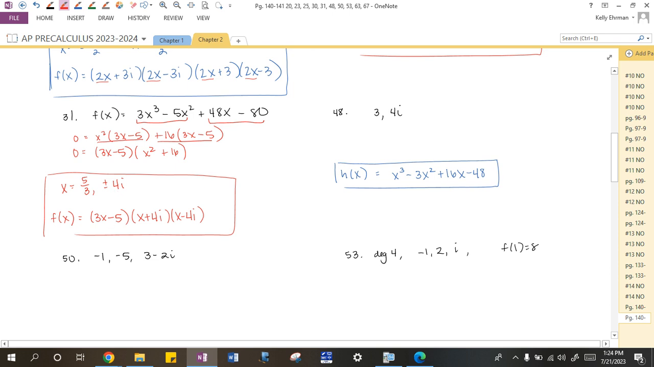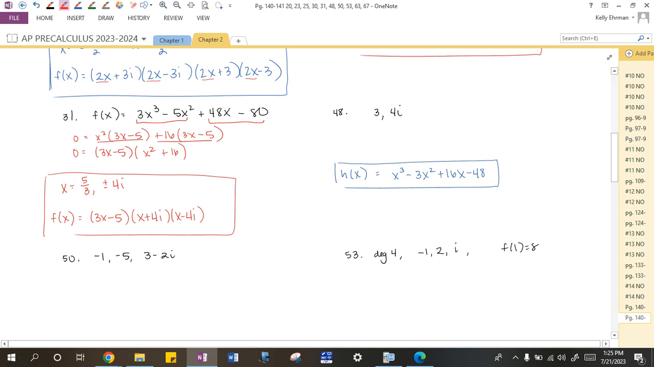And then I can write out the linear factorization. Now the 3x minus 5 was built into the equation, but again, if I wrote x minus 5/3, I would need to make sure that I put a 3 out in front so that if I were to FOIL the whole thing together, I would get 3x to the third with all the other coefficients as well.